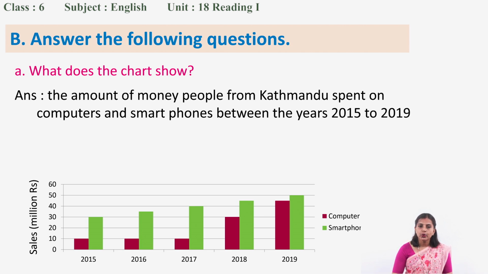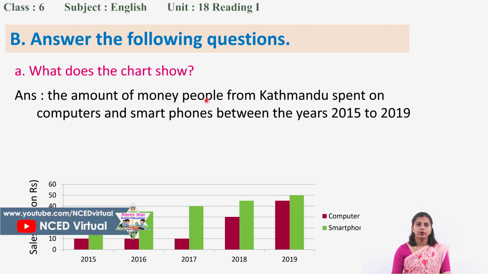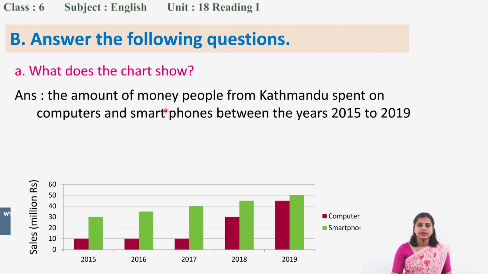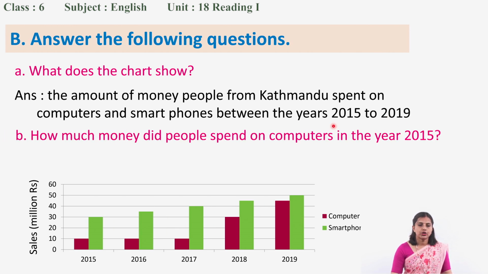The chart shows, yes, read the answer. Yes, the chart shows the amount of money people from Kathmandu spent on computers and smartphones between the years 2015 to 2019. Okay, the next question is: how much money did people spend on computers in the year 2015?